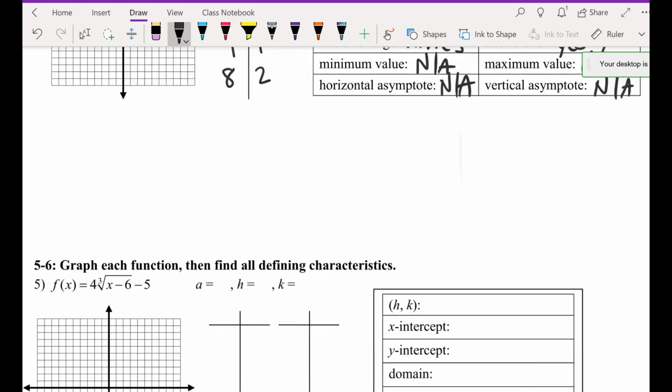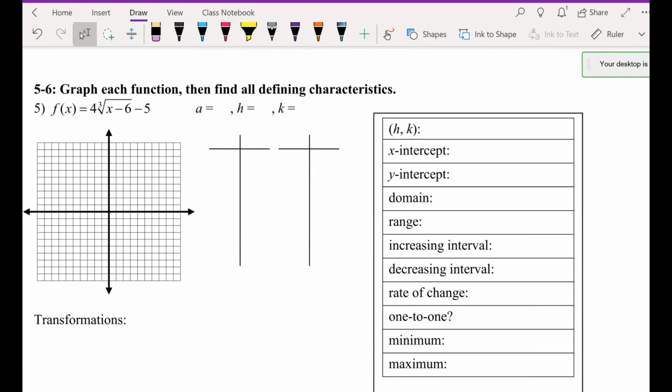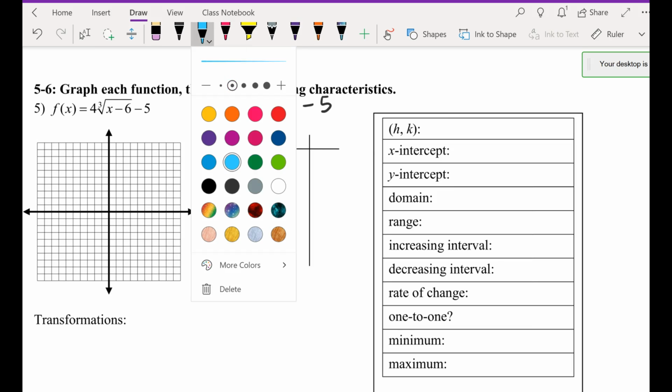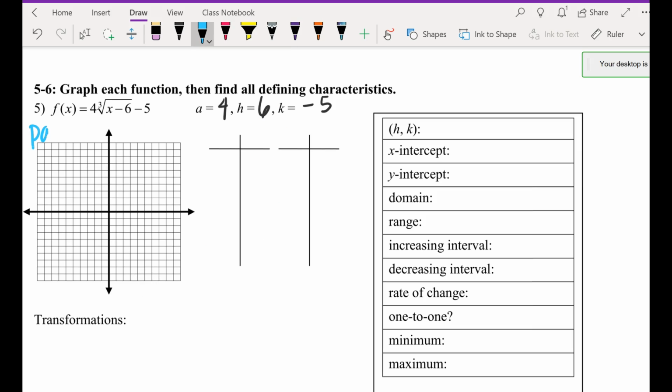Okay. All right. Example 5. F of x equals 4 times cube root of x minus 6, minus 5. Can you please, Delaney, tell me the a value of our function? Very good. Can you tell me the h value, Alan? K value, please, Jasmine. Beautiful. We are now going to start with the parent function. Whoa, that's a big blob because my pen is too thick. What parent function are we using for our example 5? Saxon, what is the parent function we're going to use?